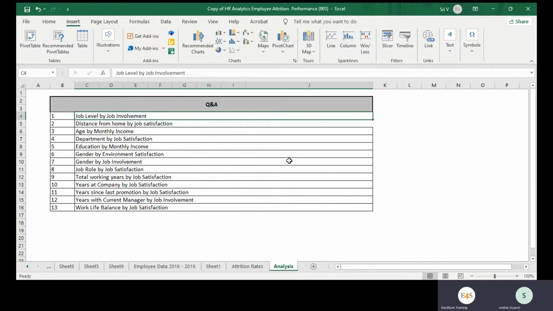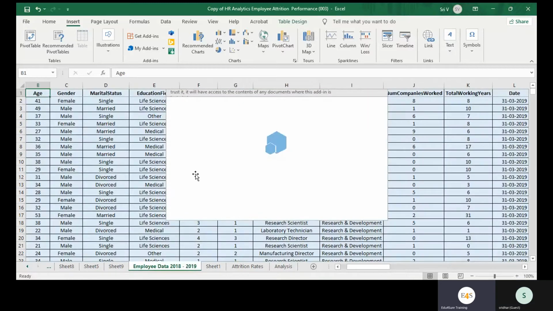Now we will study these 13 insights. Okay, so you can use the single graph also, because we just need to understand the relationship. So in the same chart you can make the changes. Job level and job involvement.